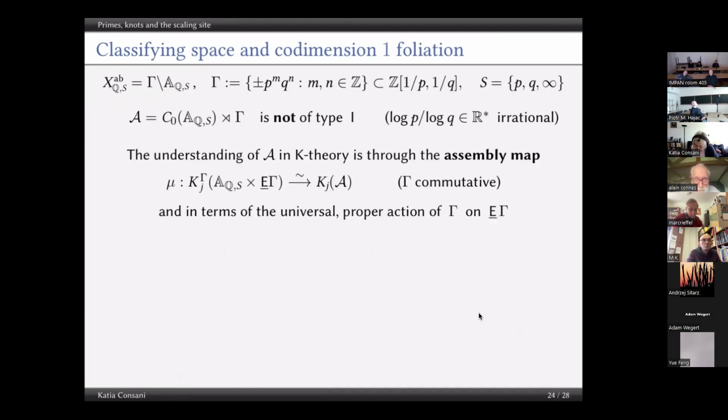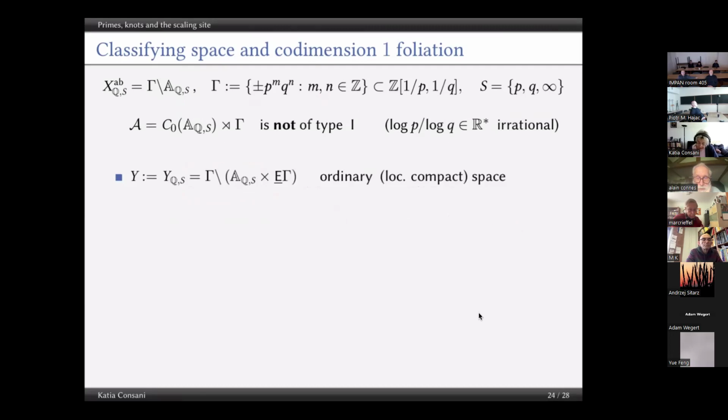But we have an interesting aspect of this space, which is the fact that the assembly map here is an isomorphism, because the group gamma here is commutative. So we can use the topological interpretation of the story by the K-theory attached to this action, the group of gamma. And in this case, the universal space E gamma is also simple.